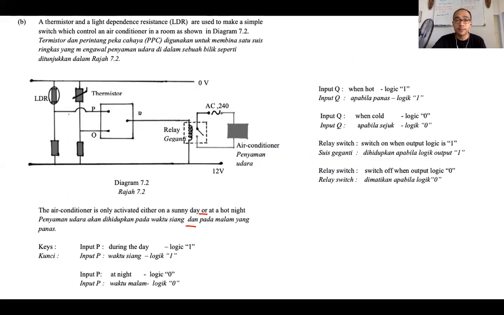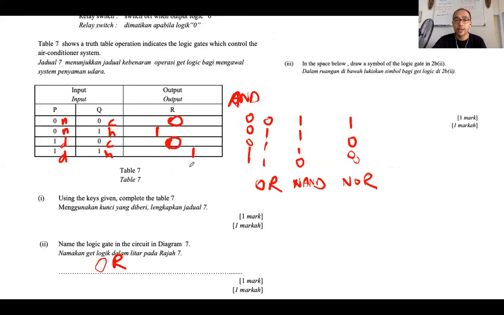Because there is no answer for this 0, 1, 0, 1. That's why I said if we follow the English, this will make sense lah. Either daytime atau panas. So the logic gate here will be this one.